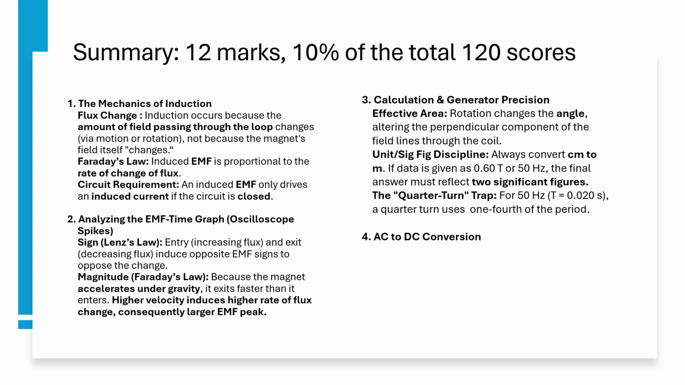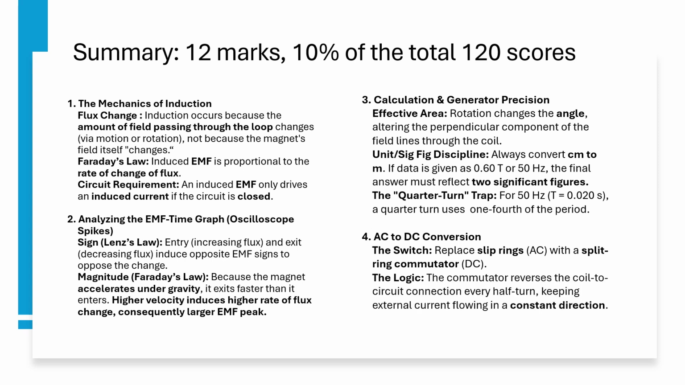4. AC to DC conversion. The switch, replace slip rings, AC, with a split ring commutator, DC. The logic, the commutator reverses the coil to circuit connection every half turn, keeping external current flowing in a constant direction.